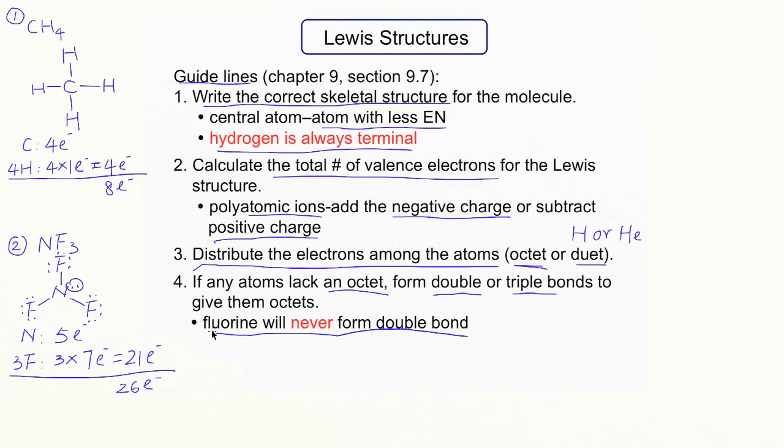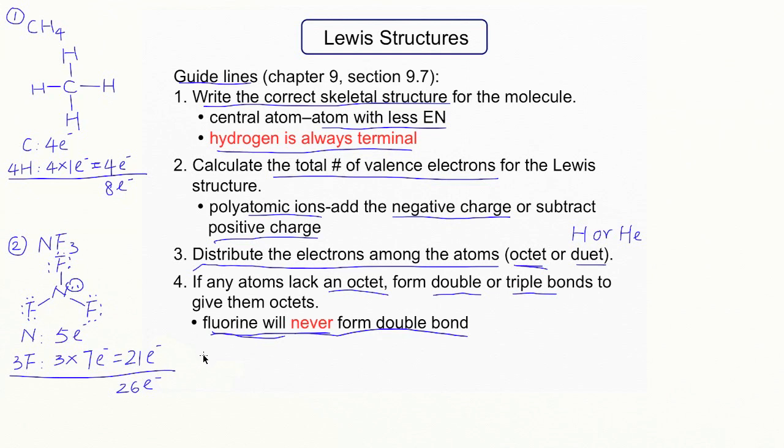Remember step 4 says fluorine will never form a double bond. So you will never share the lone pairs on a fluorine atom to form double bonds, even if nitrogen needs electrons. So this is the second example.